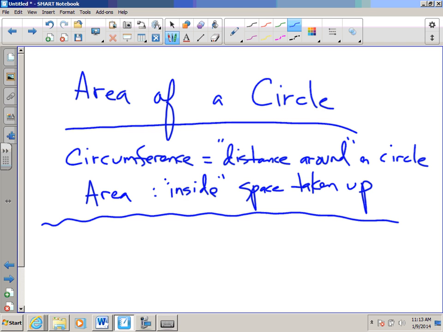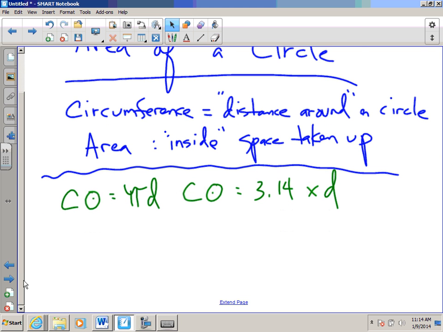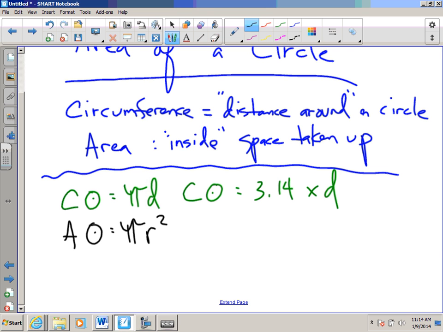Now, yesterday, I told you that circumference of a circle is equal to pi d. Remember that? I said, all right, in English, what does that really mean? 3.14 times d. And that's the one we went with. That's the one you used on 7, 8, and 9. That's the one you went through on 10, 11, 12. The 3.14 times d. Now today, area of a circle is pi r squared.